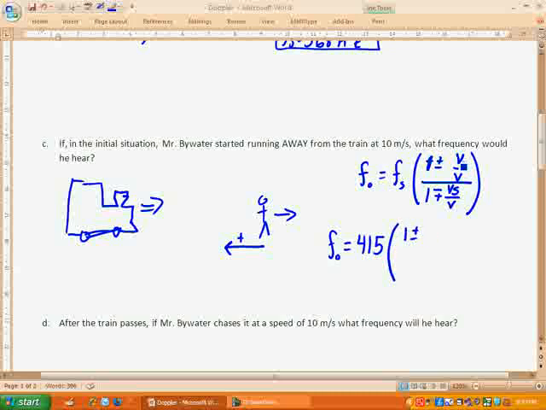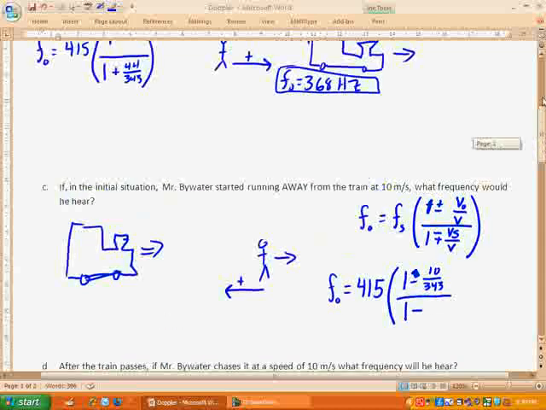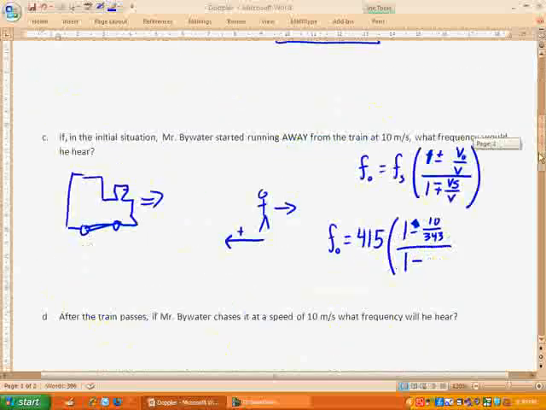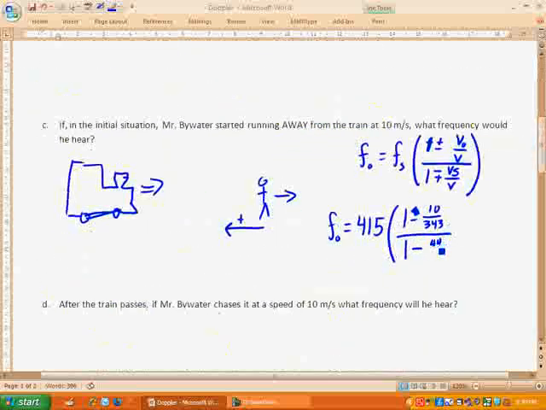So 10 over 343. Now, I am moving in this direction to the right. We already said to the left in this case is positive, towards the source, which means I want the minus here. So it's going to be 1 minus 10 over 343. And the train is also moving opposite of our positive convention, which means it's going to be 1 minus the velocity of the source, which we said earlier was 44 meters per second. So 44 over 343.